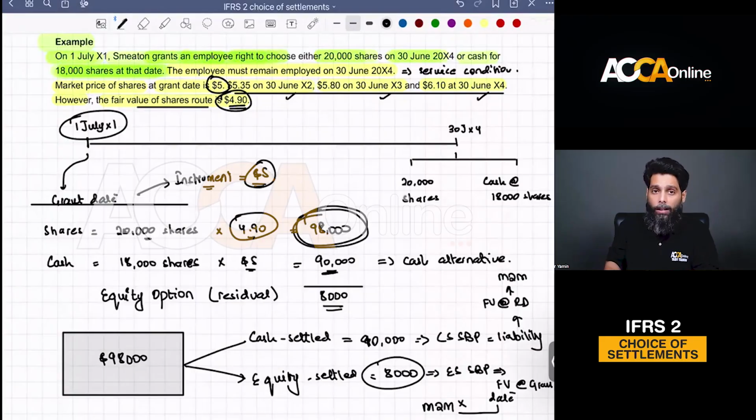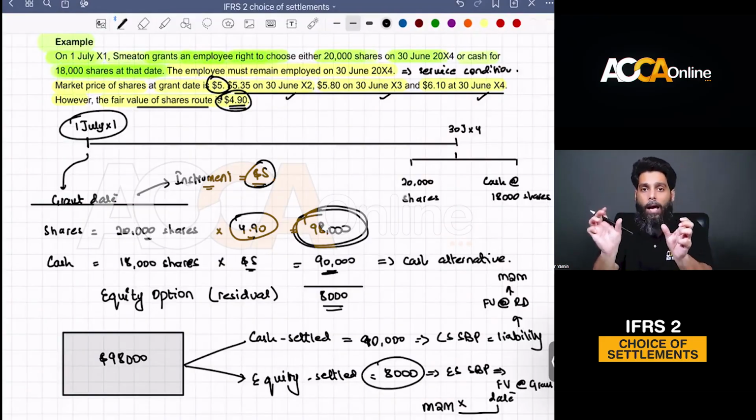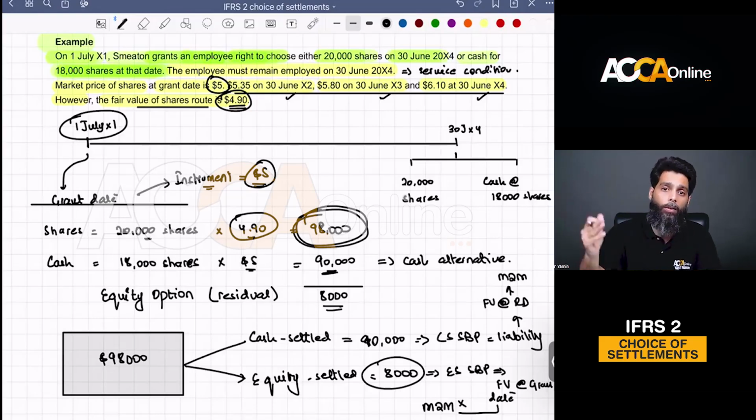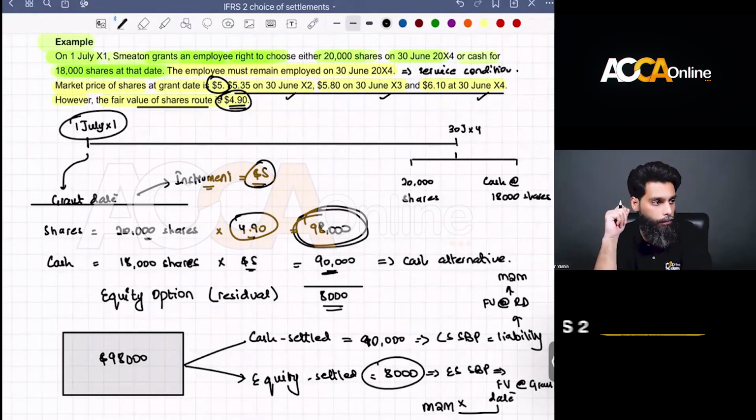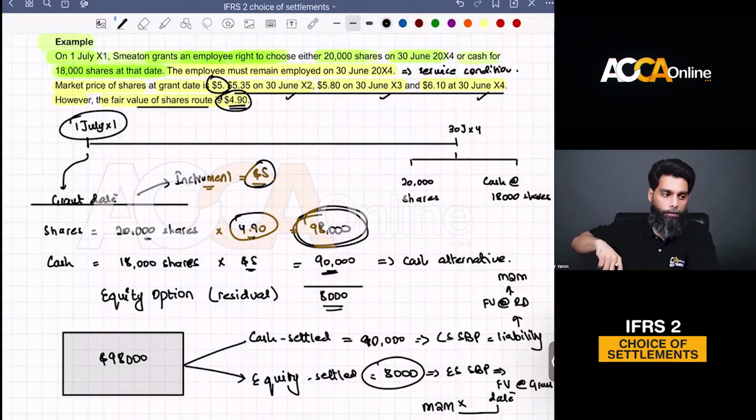The question is not yet complete. If you have understood up till now, I'll have to move on and discuss how equity and cash settled alternatives are going to be treated in each of the 3 years of the vesting period. Is it clear to everybody up till now? Till now, we have segregated the entire instrument into two areas, cash settled separate and equity settled separate. Is it clear to everybody till now? Give me a yes or a no, guys.